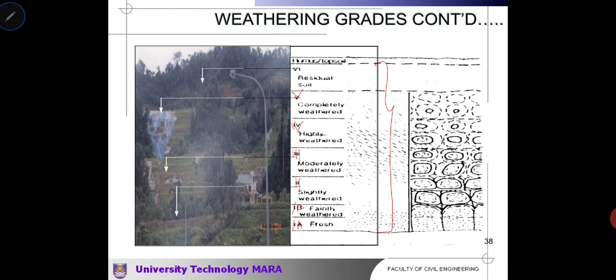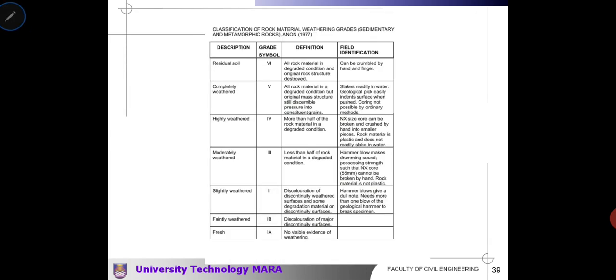Okay, we need to know this because you do the site clearing and then you do the site investigation. All of this you must report to your superior or engineer. So the engineer will decide what is the suitable method to use on site for these particular types of soil or area.